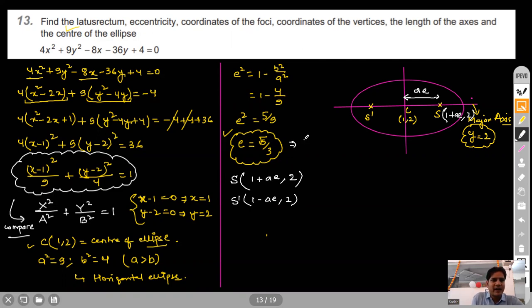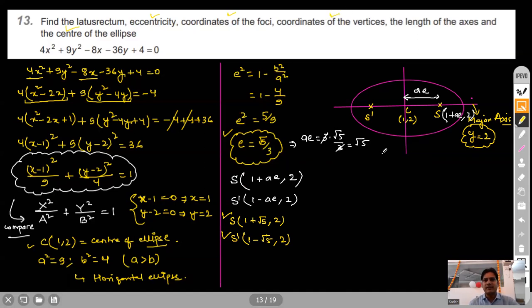So our a is 3. So ae will be basically 3 into root 5 upon 3. So this will be equal to root 5 only. Okay, so we got the coordinates of S: 1 plus root 5, comma 2. And the second focus coordinates will be 1 minus root 5, comma 2. So this is the coordinates of foci. So we got the center, we got the eccentricity, coordinates of foci we got, coordinates of vertices.